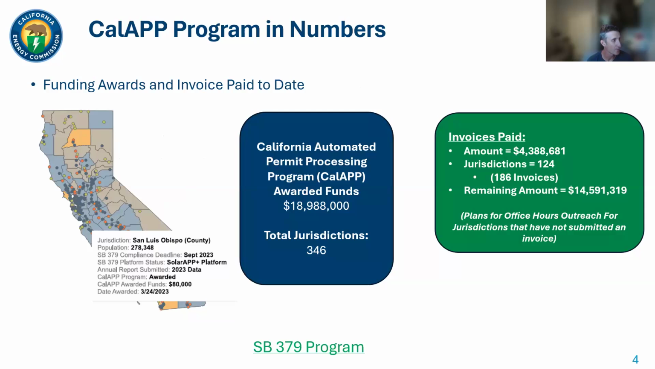The CalAPP program awarded 346 jurisdictions a total of almost $19 million. To date, the program has invoiced about 4.3 million of those funds from 183 total invoices. Many jurisdictions still haven't invoiced their grants, which is why we're holding these office hours.